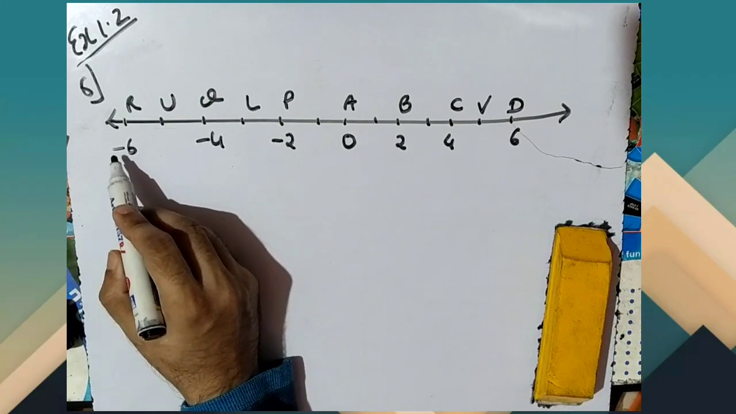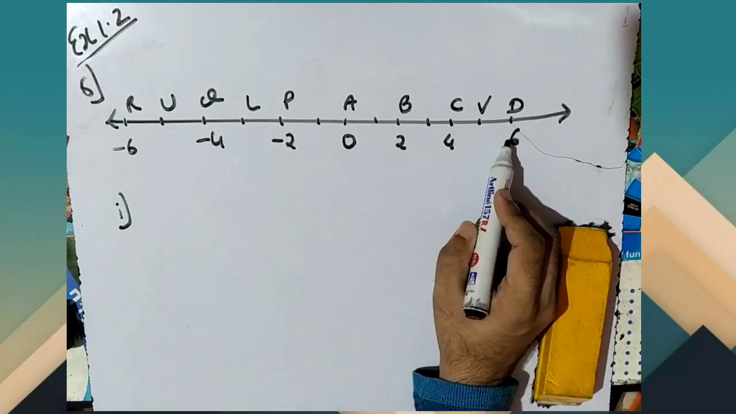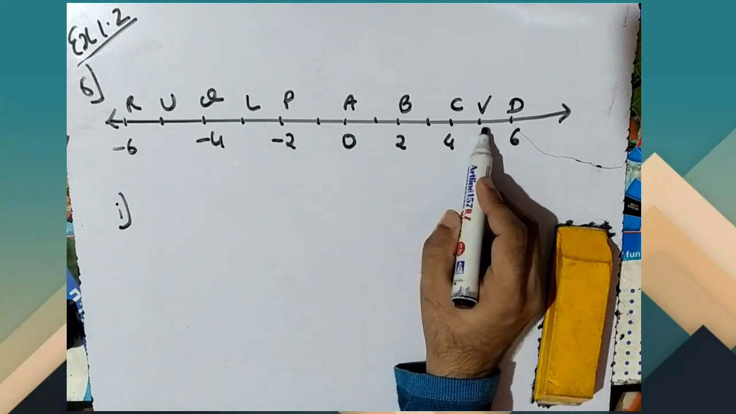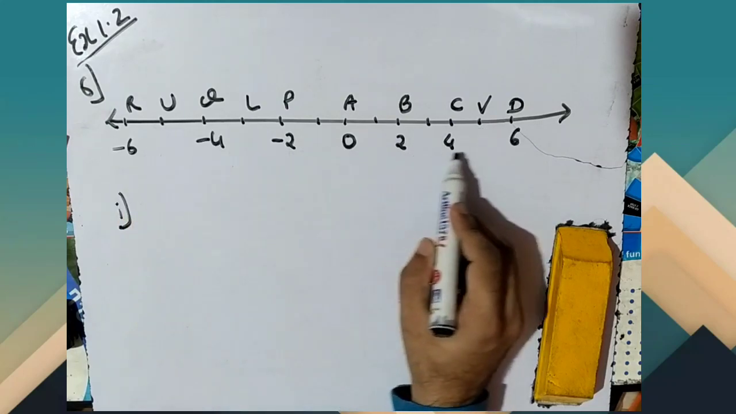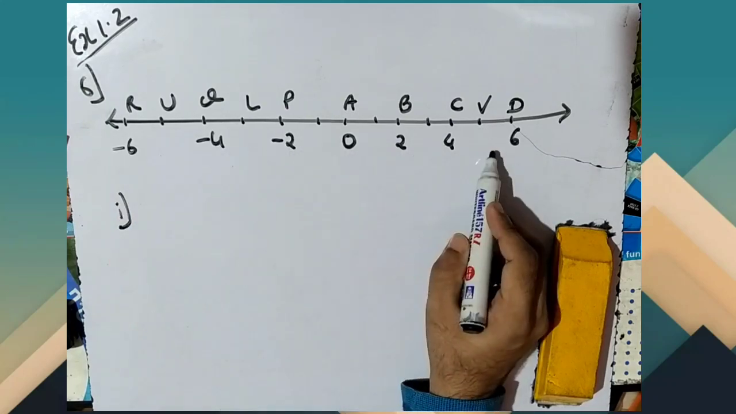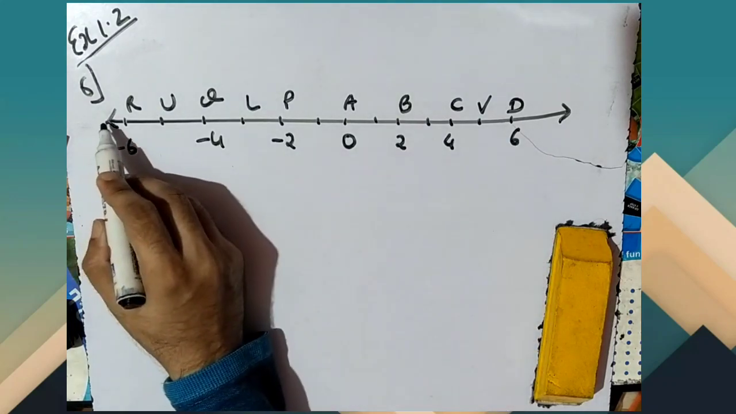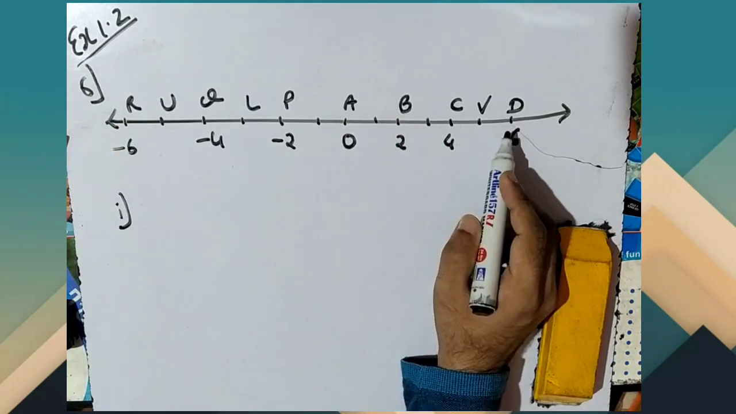In the sixth question, one line is given. On that line, few points are marked. The coordinates of the points are written below the line, and above is written the name of the points.